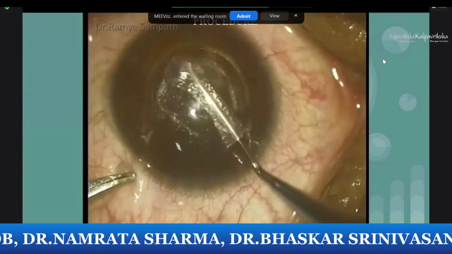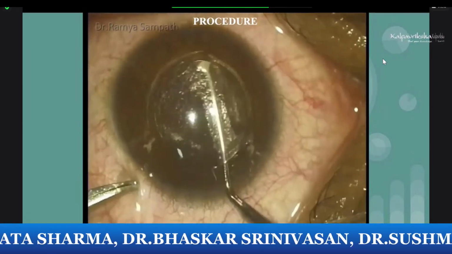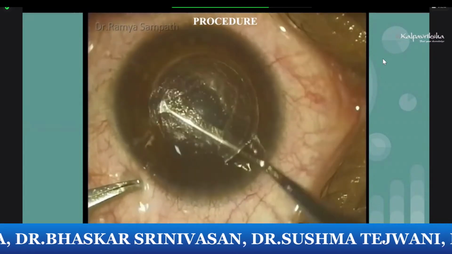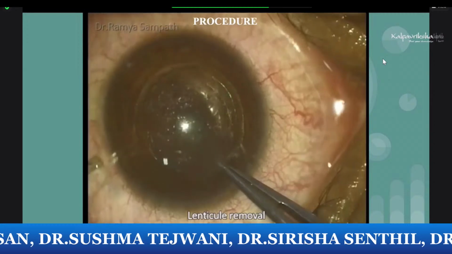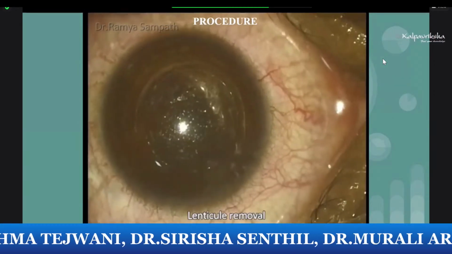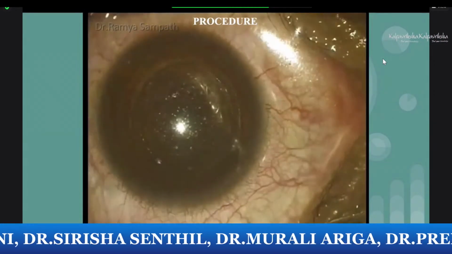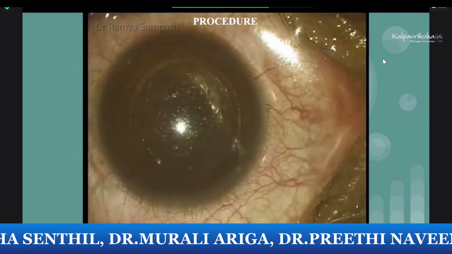We go up to the 6 o'clock, dissect, and in a segmental sequential manner, we dissect the rim, leaving the 2 o'clock near the incision, and finally the lenticule is removed. For beginners, I would advise you to place the lenticule over the cornea and examine whether you have removed it in toto.